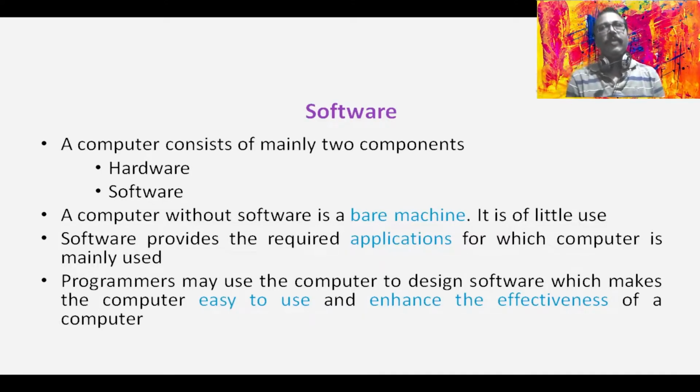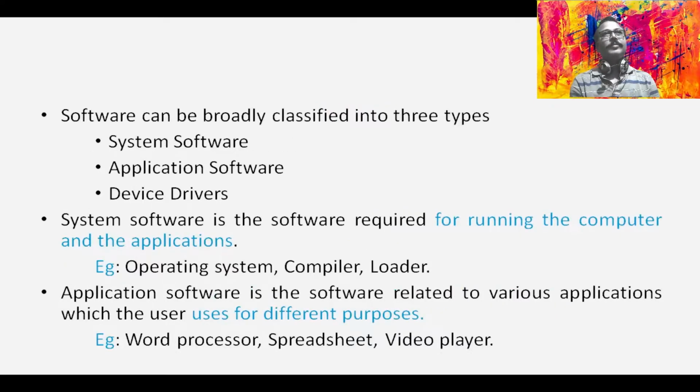So software provides the required applications. Whenever we use the term software, you can assume it is the application, because the user will be making use of the application. As a programmer, you will be using different things, but as a user, a common man uses the applications. So software provides the required applications for which the computer is mainly used. Programmers may use the computer to design software which makes the computer easy to use and enhances its effectiveness.